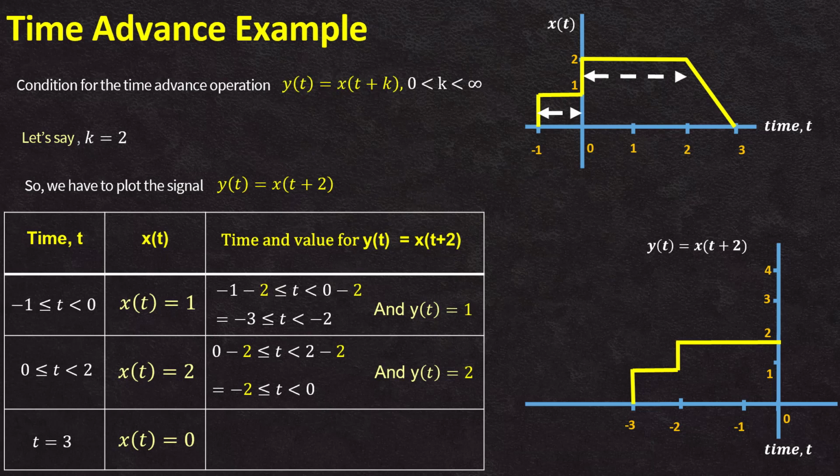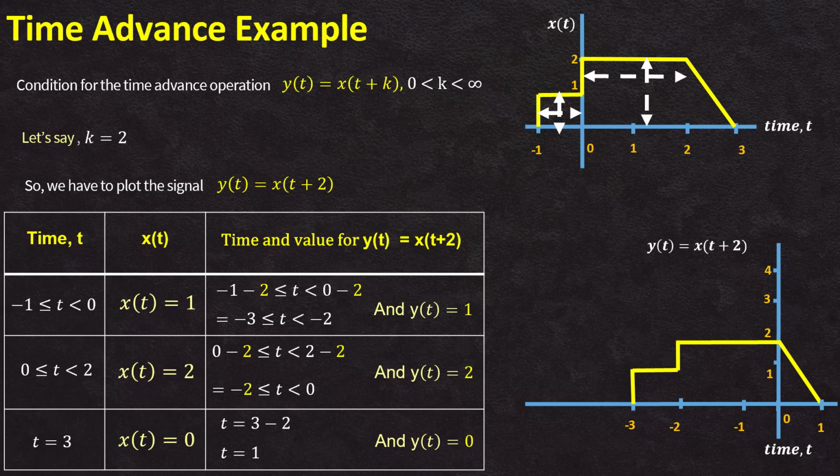And for the time t is equal to 3 for the signal x(t), the time instant for the signal y(t) will become 3 minus 2 or 1, and the value of the signal y(t) will be 0. So this is the time advanced operation of the signal x(t), where x(t) is shifted to the left by a value of 2. If we compare the two waveforms, then we can see that the time axis of the signal y(t) is shifted to the left compared to the signal x(t), or time advancement of the signal x(t) takes place.